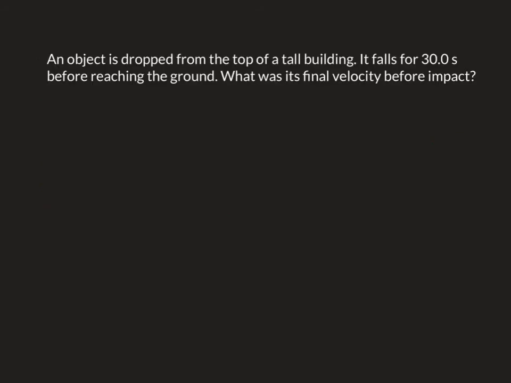All right, on to our next question. So let's just, again, take a quick look through it, see what it's giving us, and see what we need to find out. So an object is dropped from the top of a tall building. It falls for 30 seconds before hitting the ground. What is the final velocity before impact? All right, so we know right away that we're looking for final velocity. Okay, that's going to be our question mark.